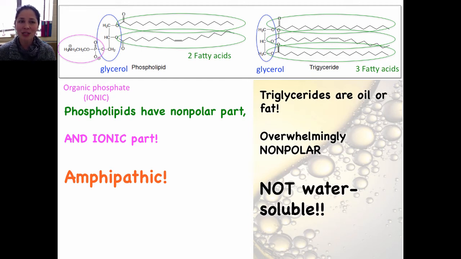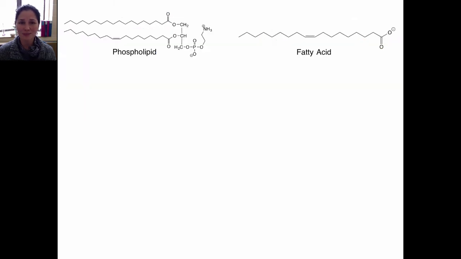On the next slide, I'm going to compare a phospholipid to one of its fatty acid components. We've already discussed fatty acids and their interactions with water to form micelles. Both of these molecules are amphipathic. They have ionic parts that interact strongly with water through ion-dipole interactions. And they also have the nonpolar hydrocarbon parts that will not interact favorably with water and will be excluded. So both of these molecules have very similar properties in the fact that they're amphipathic.